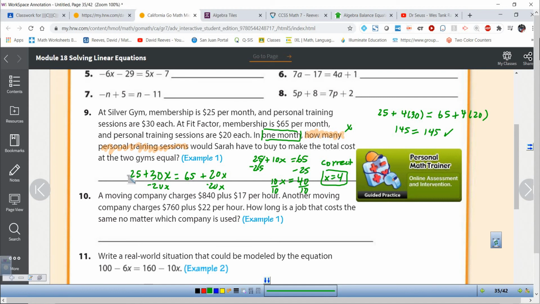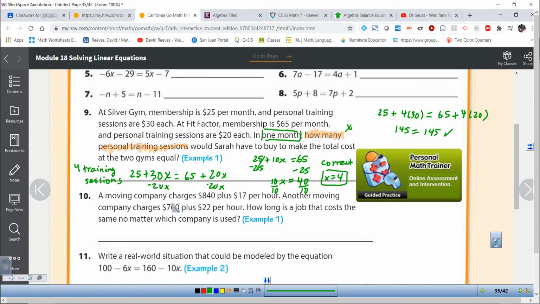All right, so the answer is not actually x equals 4. The answer is 4 training sessions. Remember, when you are answering a word problem, that you should actually get the units on there, okay?